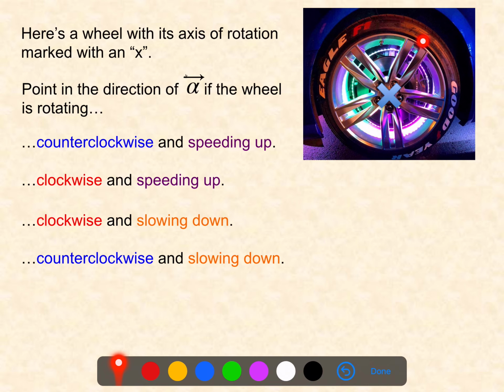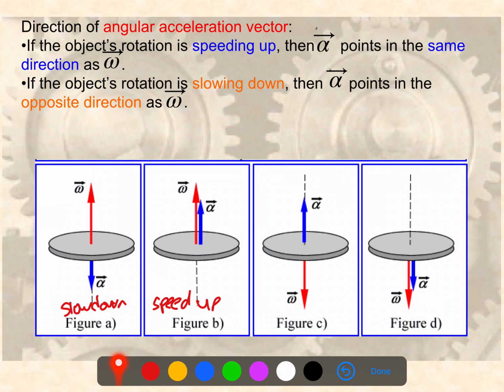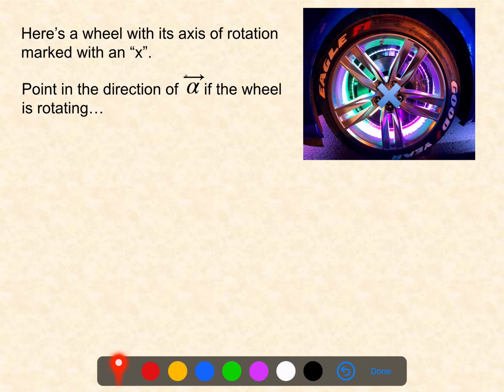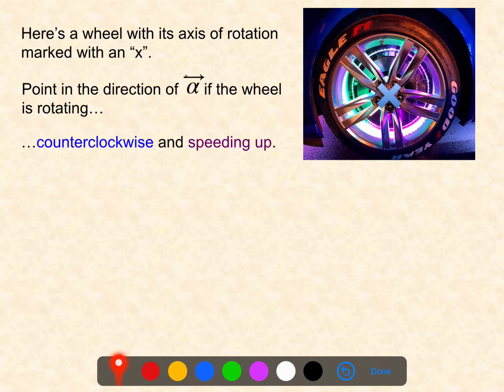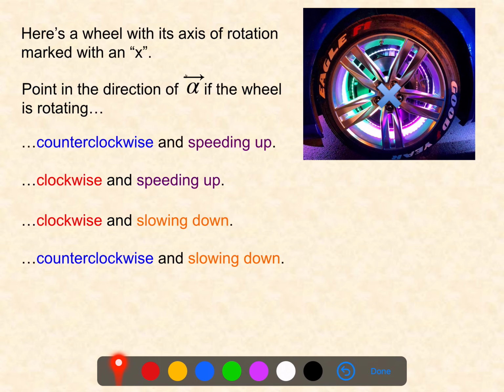So I would urge you to take a moment and make sure that you know how each of these acceleration vectors would point in these four scenarios, and go back to this image with the figures A, B, C, and D to see how that corresponds to the wheel and these four cases. Once you understand that, as I said, it's really analogous to the linear picture, and then we can move forward and make sure that we're understanding how to connect all of these things.